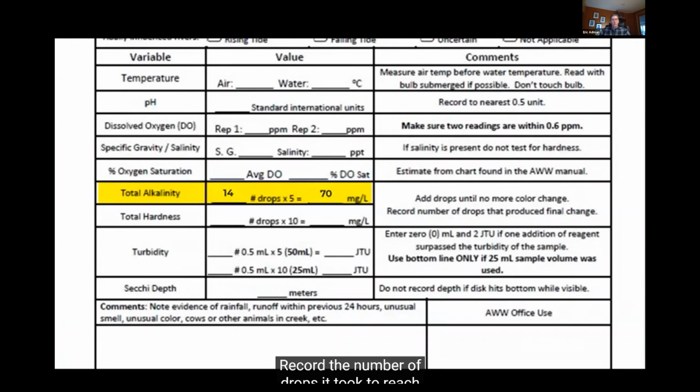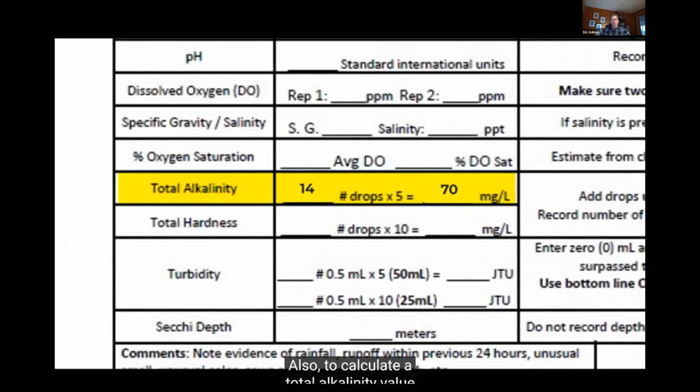Record the number of drops it took to reach the titration endpoint on your data form. Also, to calculate a total alkalinity value in milligrams per liter, multiply the number of drops of alkalinity titration reagent B used by 5 and record this value on the data form.